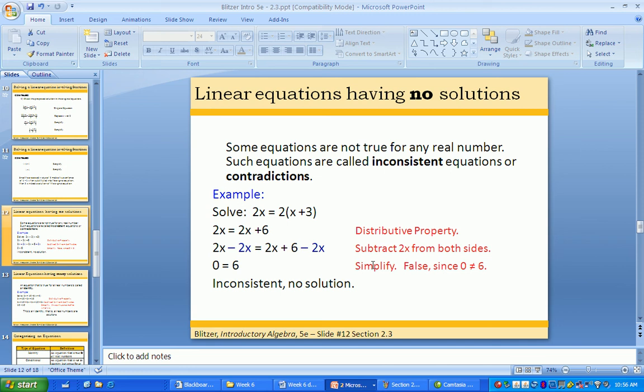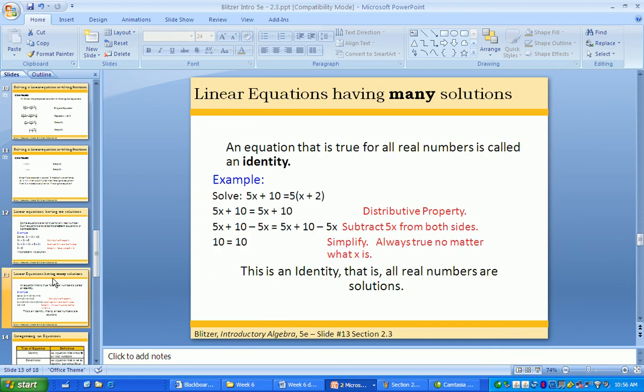And there's also cases where we have a linear equation that has many solutions. And here's an example of that. I'll show you what that looks like. So we'll go ahead and solve this one. Use the distributive property. Bring all the variables to the left, all the constants to the right. When we end up, we get 10 is equal to 10. There's no variable here, so we don't have an answer for x.